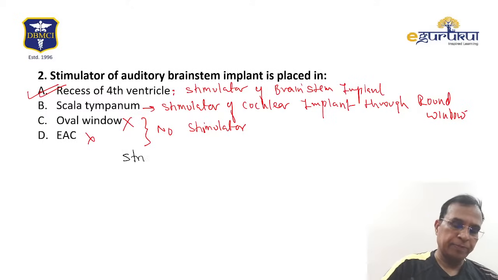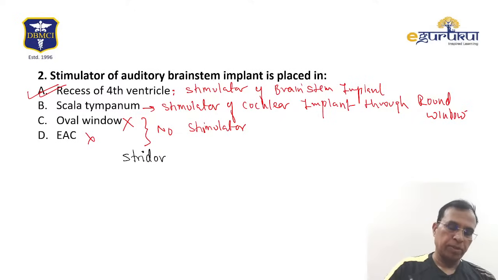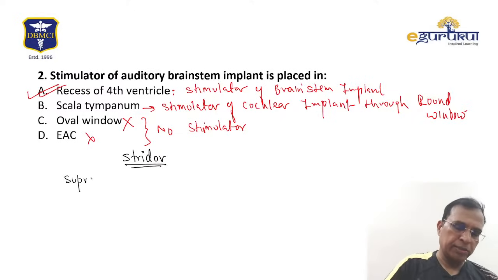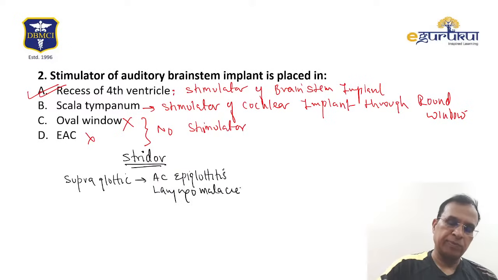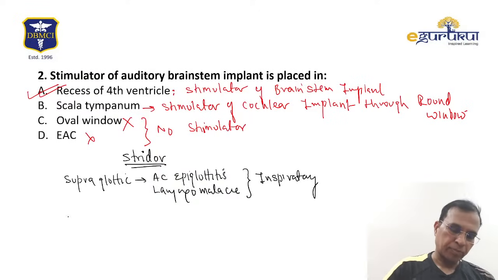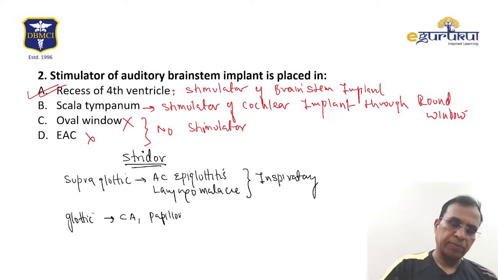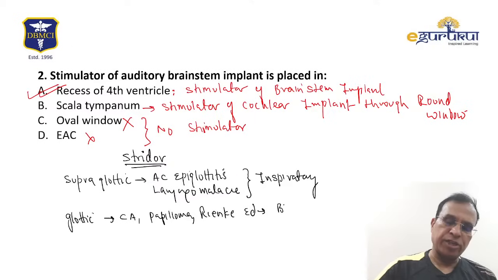See, talking about stridor, supraglottic disease, for example, acute epiglottitis, laryngomalacia, cause inspiratory stridor. Glottic disease like carcinoma, papilloma, Reinke's edema, they will cause biphasic stridor.